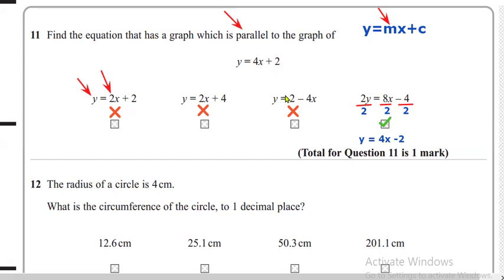And this is how you answer a question like this. So focus on the equations. The y must have a coefficient of 1. And then look at the gradient, which is the number or the coefficient next to the x. Focus on having the same number and the same sign. Now, let's move on to the next question.